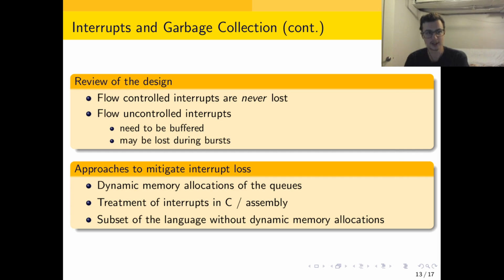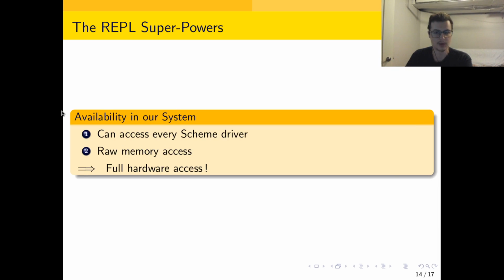We could just execute it right away, just basically like a C interrupt handler would do, without having to rely on dynamic memory allocation, and just execute it as fast as possible. So now that we covered a bit the problems we encountered with the interrupt system, I'd like to talk about the role that the REPL played in our operating system.